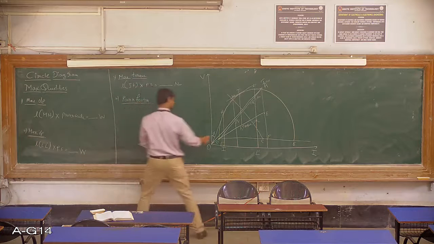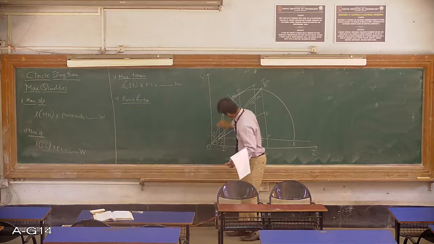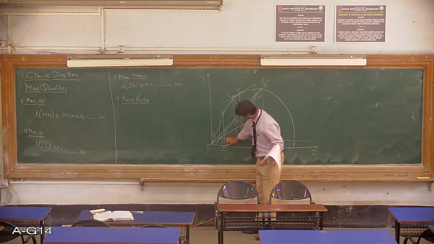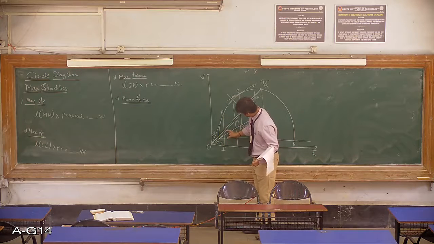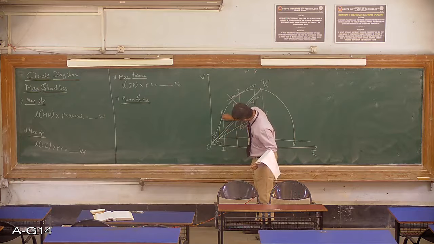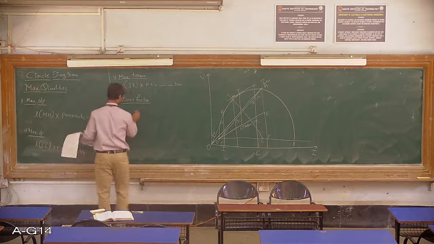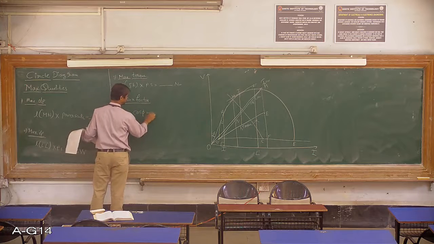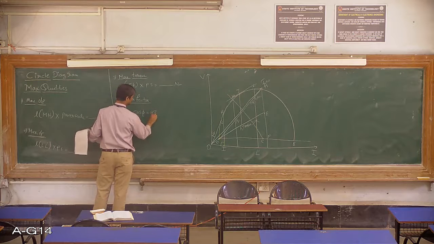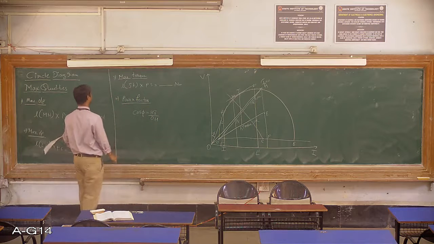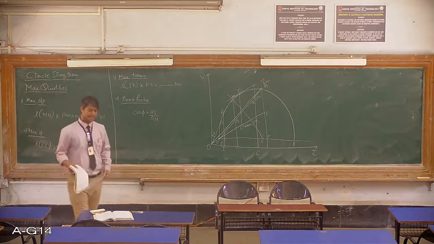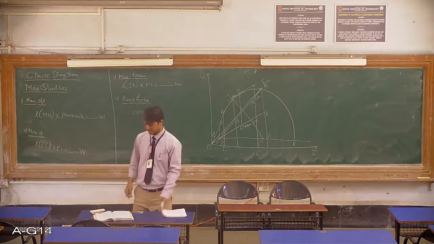Sorry, that is, OHI is the right angle triangle, and the cos phi, this angle and this angle will be same, so the cos phi is base divided by hypotenuse. So cos phi is equal to base, that is HI, divided by hypotenuse, OH. Like this, we can calculate these maximum quantities of the induction motor.